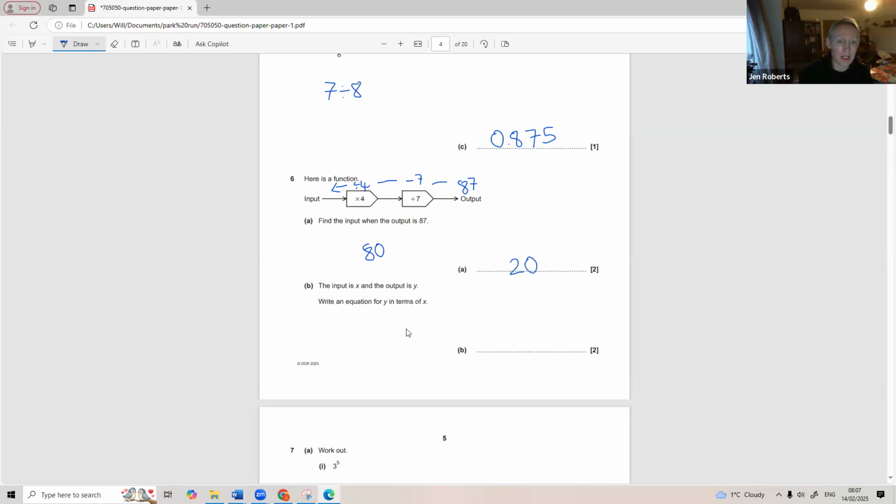The input is X and the output is Y. Okay, this is a slightly more complicated one because we're involved in a bit of algebra here. So if you put X into the function machine, X times 4 is 4X plus 7. That equals our output, which is Y. You need to put it equal to Y. The Y could go on the other side. That would also be correct.